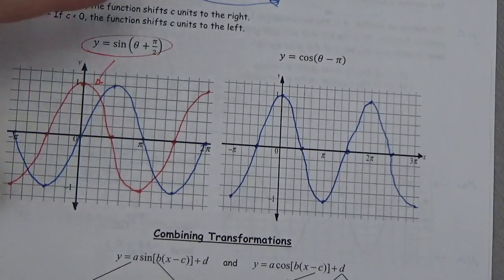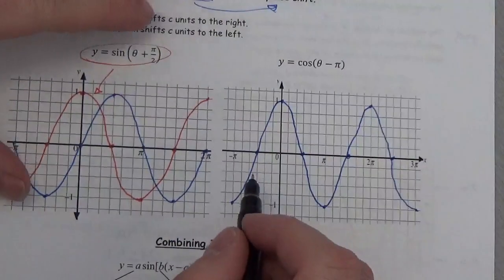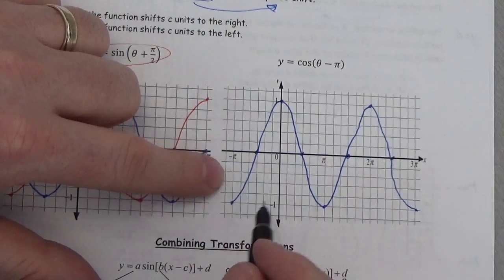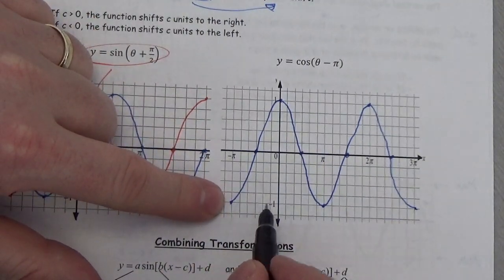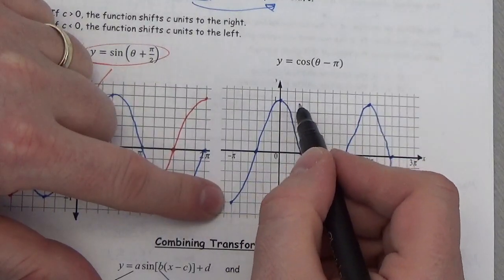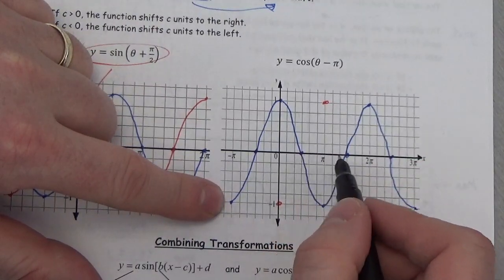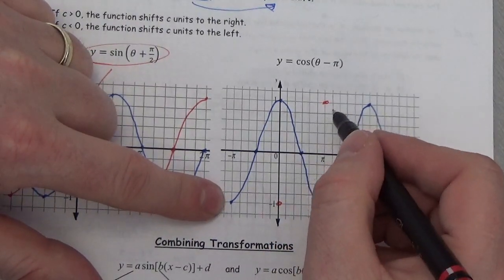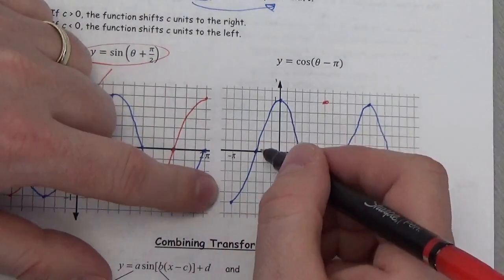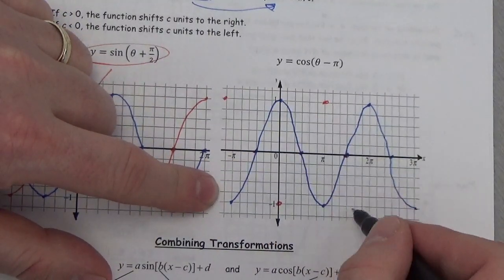Anyway, now we're going to move it pi to the right, because the C value here is going to be positive. So now pi here is going to be 1, 2, 3, 4, 5, 6 spaces here. So this spot is going to move there. This one is going to move 1, 2, 3, 4, 5, 6, to there. Basically everything is just going to move over 6 here. So what we're going to see is something that's going to look like this.